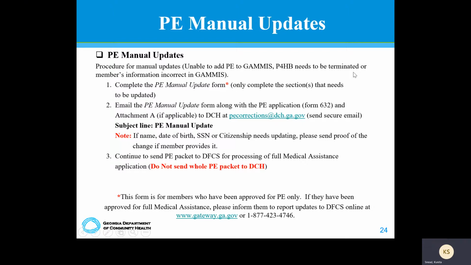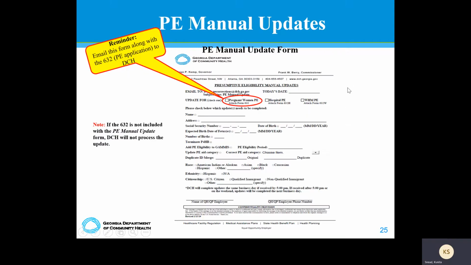If the P4HB needs to be terminated, or if the member's information is incorrect in GAMUS and you're not able to correct it, that is when you need to fill out the PE manual update form. And this is what the PE manual update form looks like. Nothing new. Everybody should be familiar with this. And this is how you complete it.